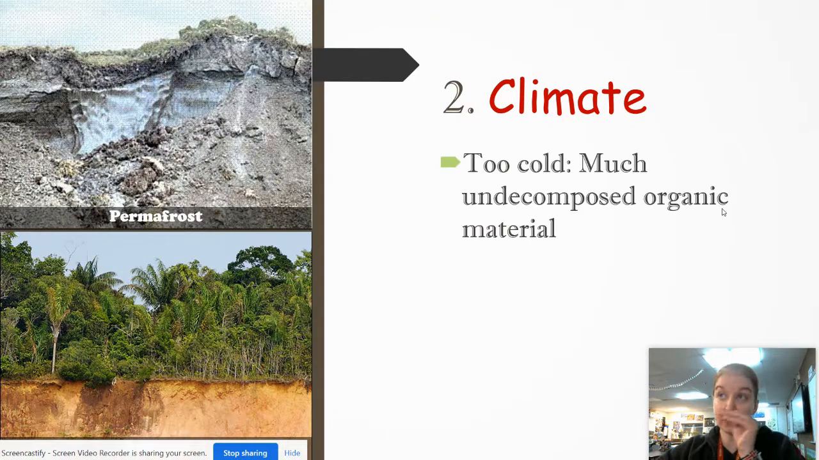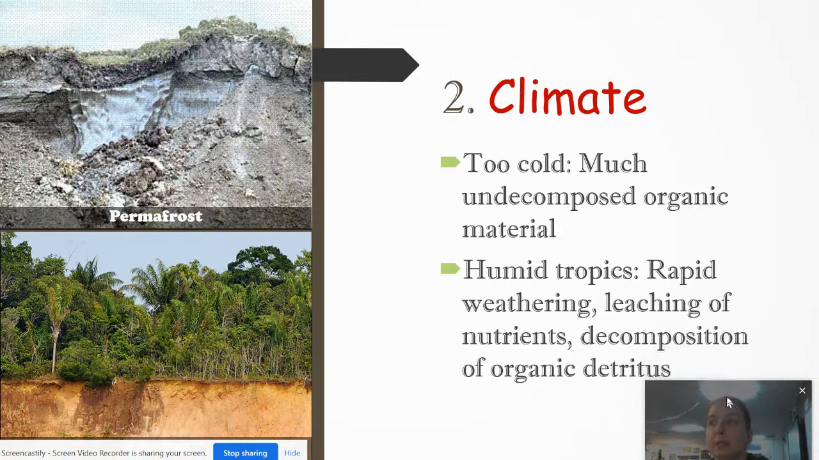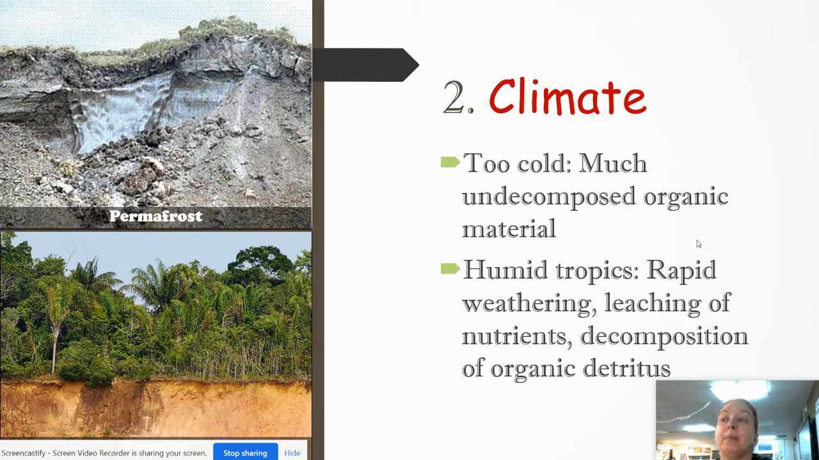Second thing is climate. You can have issues like it's too cold, and then permafrost, permanently frozen ground found in the tundra, where undecomposed organic material is found. Or something like the humid tropics, with the rapid weathering of everything, the leaching of nutrients and the decomposition of organic detritus. So the soils in this area are often very poor. All the nutrients are in the plants themselves, which we've talked about before.